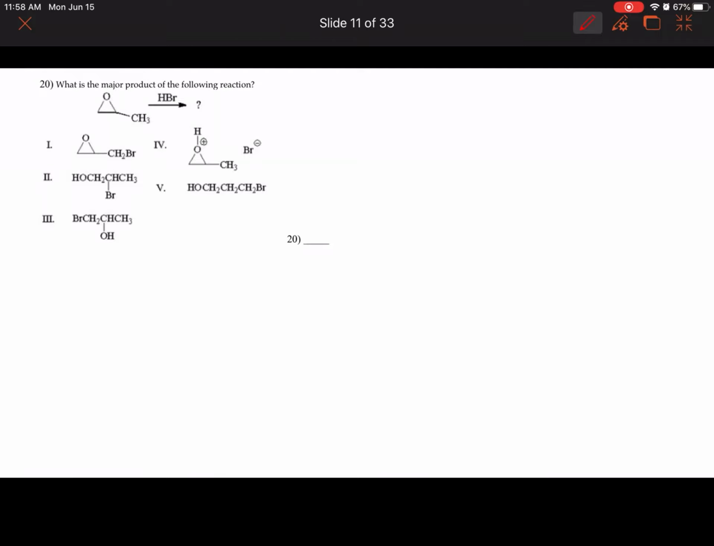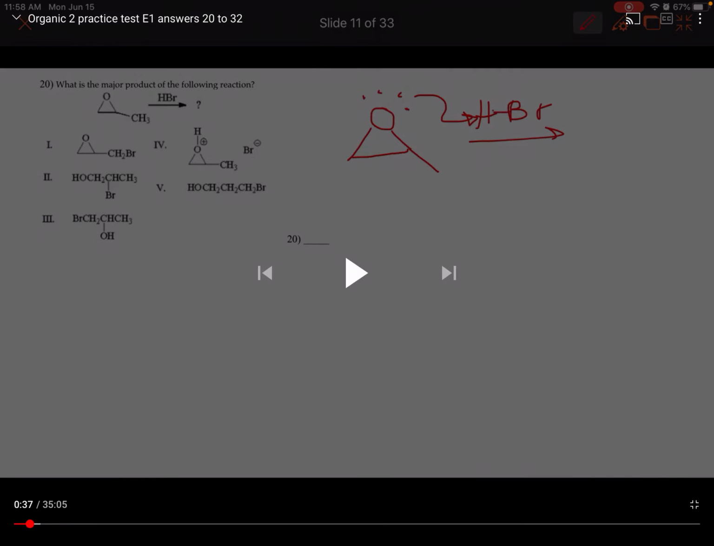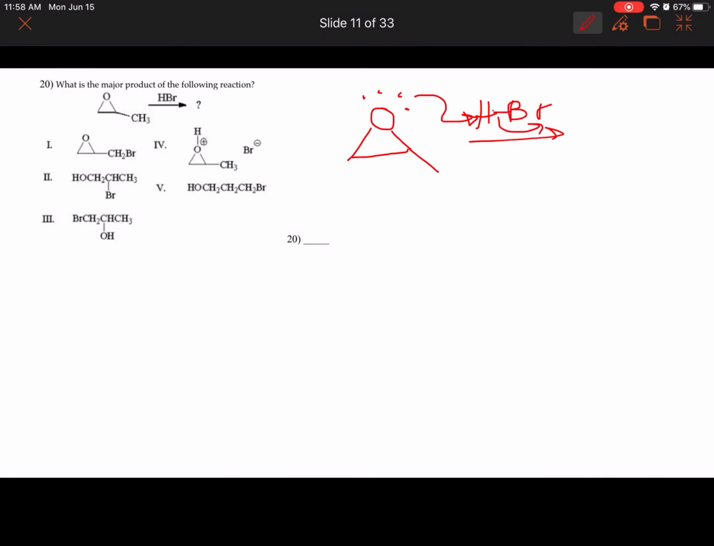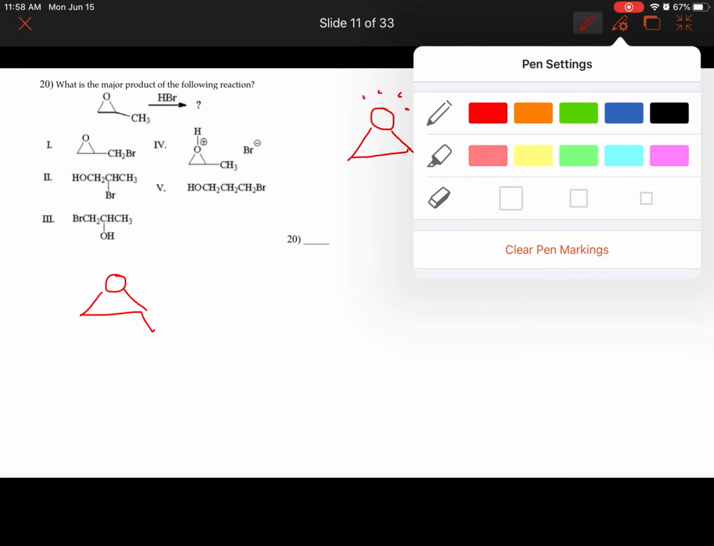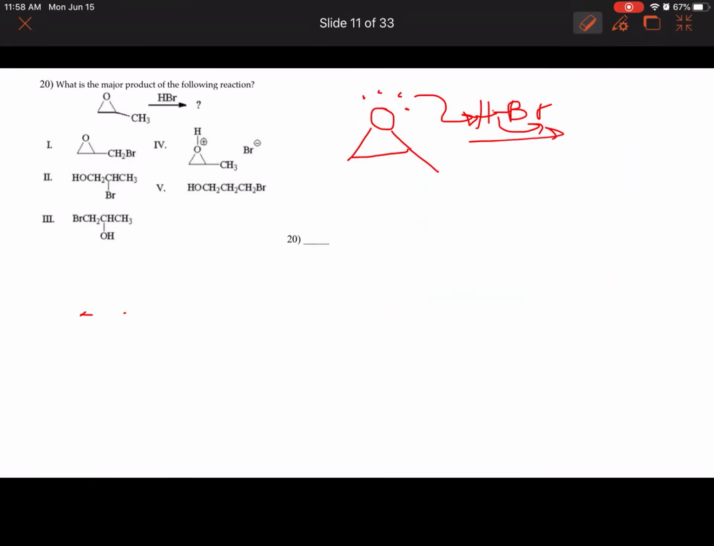Okay, question number 20, what is the major product of the following reaction? So we have an epoxide here with a methyl group attached to it, and then we are going to do this reaction in the presence of an acid, HBr. What is going to happen first is the lone pair of the oxygen of the epoxide is going to protonate with hydrogen bromide. So you will get a protonated epoxide.